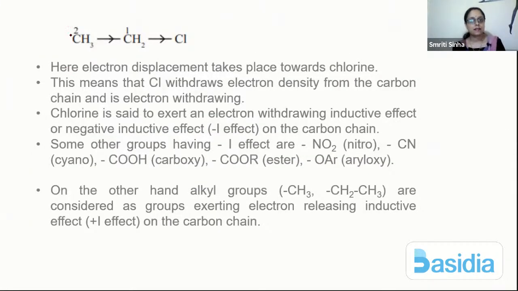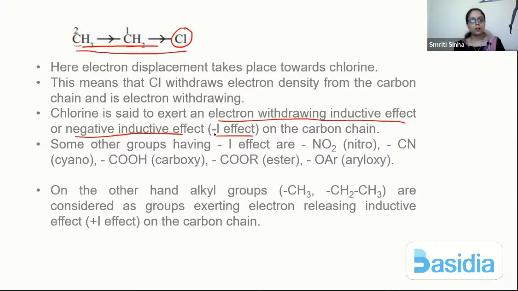So if you see this example, which was our first example, you have chlorine. Chlorine is highly electronegative, and hence it will pull the electrons of carbon 1 and carbon 2 towards itself. And this chlorine will now exhibit electron withdrawing inductive effect, because it is withdrawing the electron towards itself. This effect is also called negative inductive effect. Withdrawal means negative, and therefore it is called negative inductive effect, that is minus I effect.